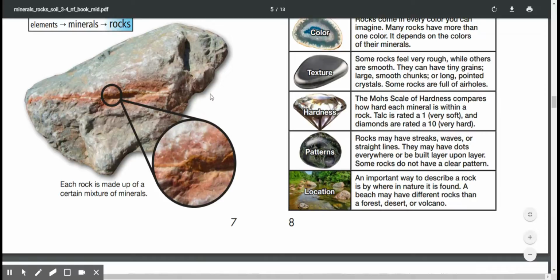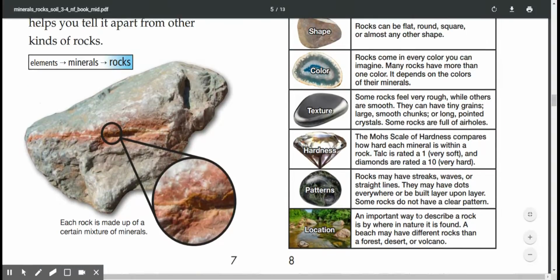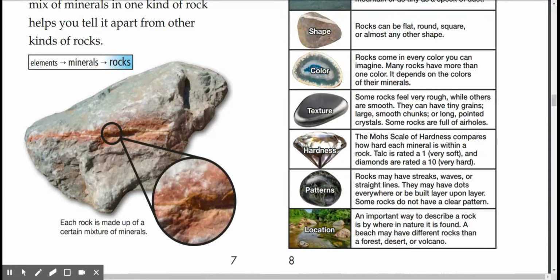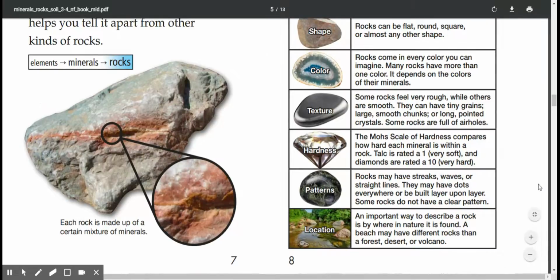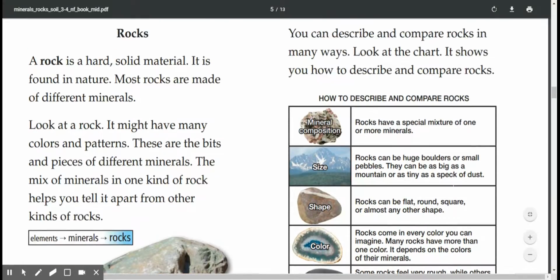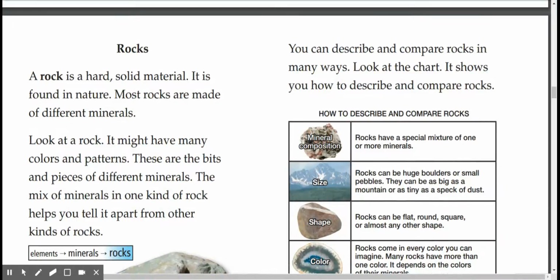So this mixture of minerals is not the same as another rock of a different type. All the rocks of the same type have the same kind of mixture. Those of different types have different types of mixture of minerals. So once again, elements make up minerals, make up rocks. Knowing that each rock has its own unique way of being made up of minerals can help you describe it, compare it to other rocks, and even identify it.